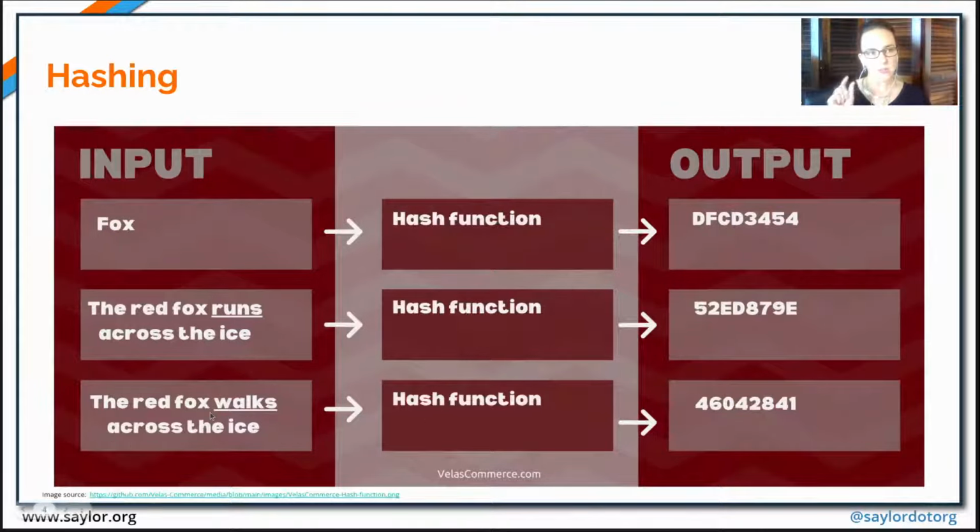But that one small change, even if you had the entirety of the works of Shakespeare and you changed one word, when you ran it through that hashing function, you should get a very different output, right? These two outputs are very different, and they don't look to be related in any fashion, right? And these are features that we want of a hashing function.